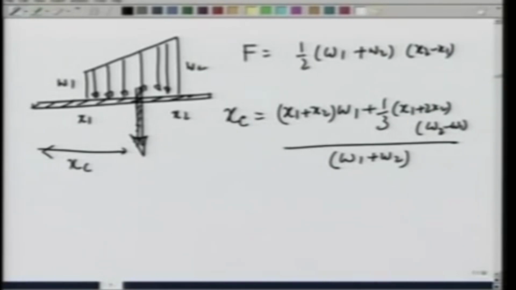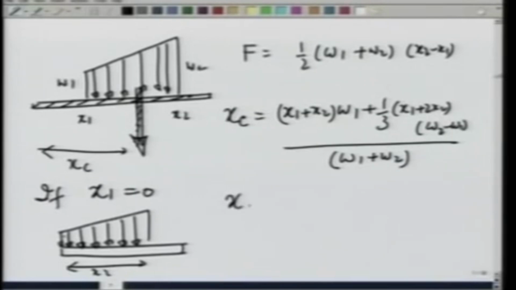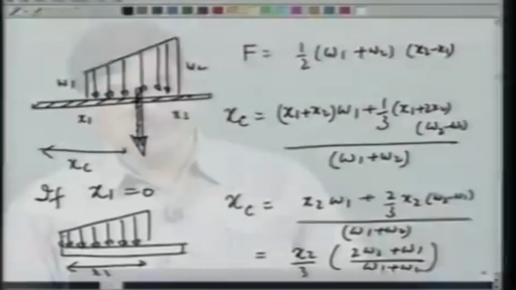If I take x1 to be 0, that is, the load starts right here and goes up to x2, then the centroid comes out to be x2 (w1 + 2/3 x2 (w2 - w1)) divided by (w1 + w2), which is nothing but x2 over 3 times (2 w2 + w1) divided by (w1 + w2). So, that is the example for trapezoidal loading.